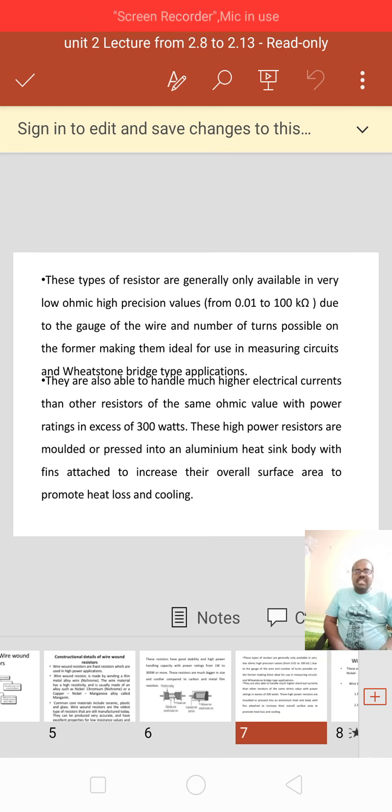Okay, in this slide we mainly learned the applications of wire wound resistors. First application is that it is used in measuring circuits. Second one, Wheatstone bridge type circuits. Due to this nature, it is used with high electrical currents also, with ranges in excess of 300 watts.